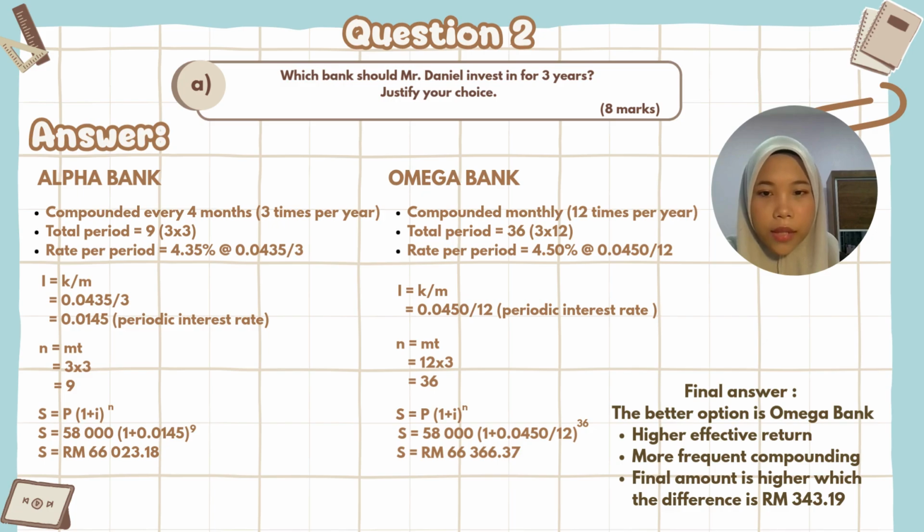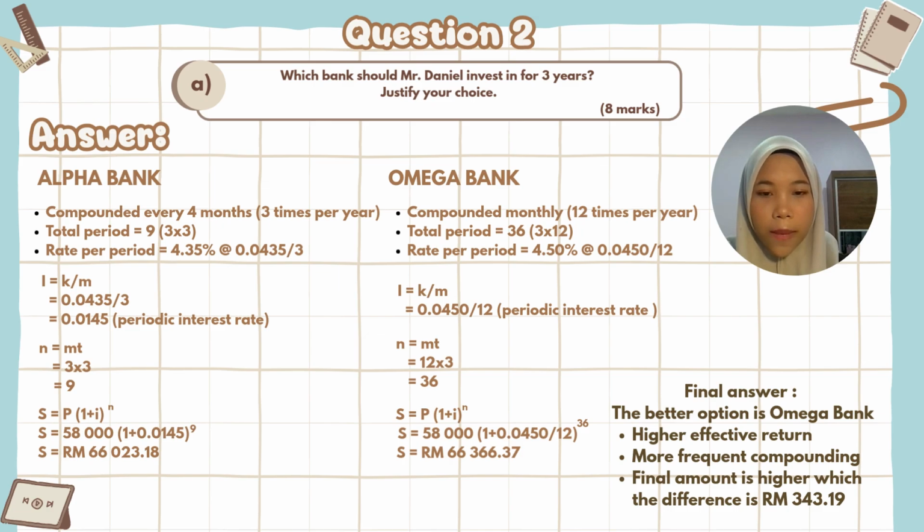36. The periodic interest rate is 0.0450 divided by 12. Using the same formula, S equals P (1 plus i) to the power n, with P as 58,000, i as 0.0450 divided by 12, and n as 36. The final amount for Omega Bank is 66,366.37. When we compare both results, Omega Bank gives a higher return.